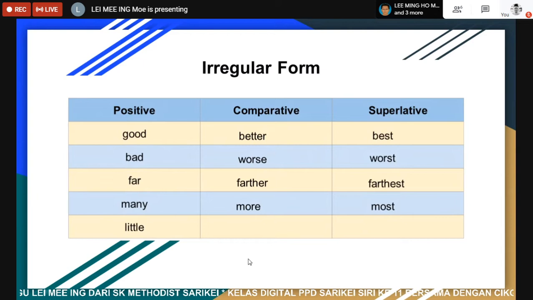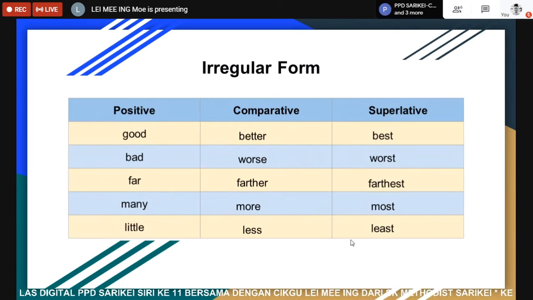The comparative form for little is less, and our superlative, least. Little, less, and least. Are we clear? So for irregular forms, you really need to memorize them since they don't follow the 5 rules that we went through just now. So you need to memorize them.